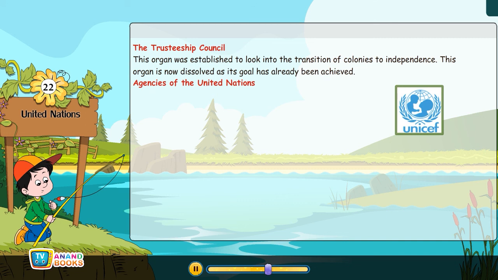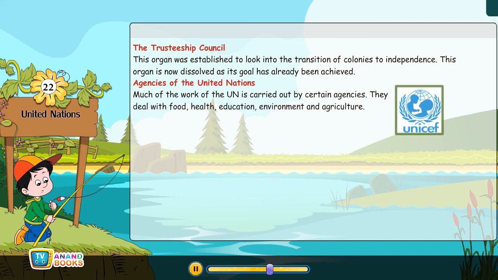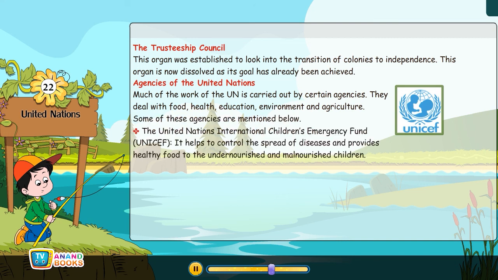Agencies of the United Nations. Much of the work of the UN is carried out by certain agencies. They deal with food, health, education, environment and agriculture. Some of these agencies are mentioned below. The United Nations International Children's Emergency Fund, UNICEF. It helps to control the spread of diseases and provides healthy food to the undernourished and malnourished children.